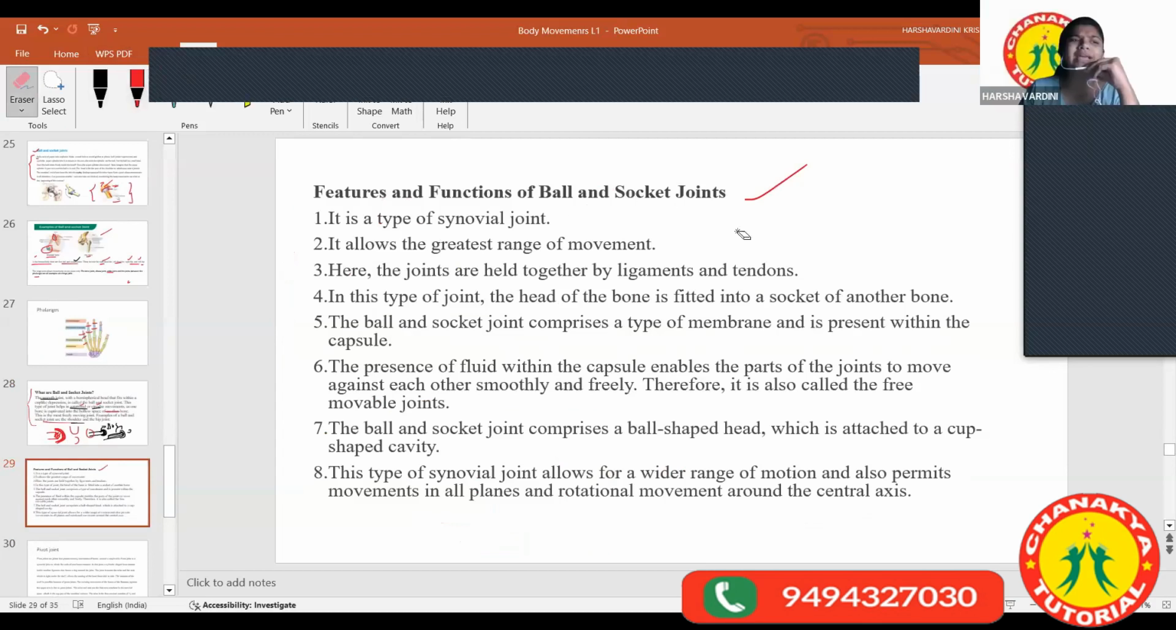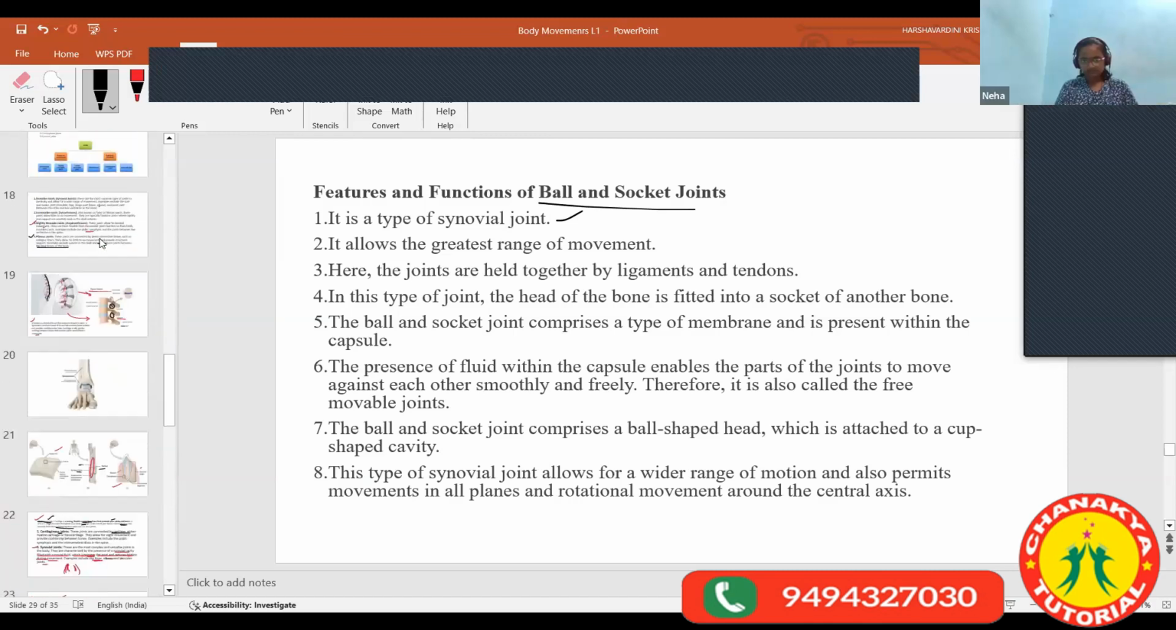Then, features and functions of ball and socket. From an exam point of view, I thought to give this. It is a type of synovial joint. The very first question everybody will ask you in the examination is, which kind of joint does the ball and socket joint come under? They are synovial. If I say something comes under synovial, what does that mean? They have synovial fluid, right? The joint consists of a synovial cavity and synovial fluid by default, right?